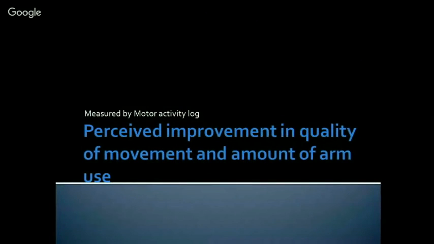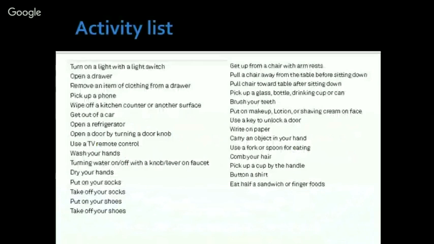The third is improvement in quality of movement and amount of arm use. This is evaluated using the Motor Activity Log. The Motor Activity Log is a list of activities which the patient is expected to perform using the affected side, like turning on a light with a light switch, opening a drawer, removing an item of clothing from a drawer, picking up a phone, etc.